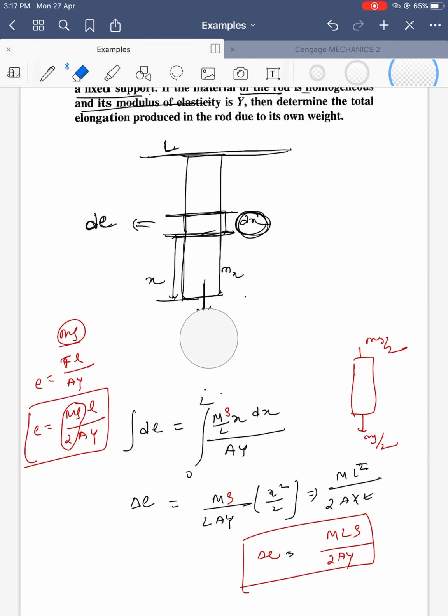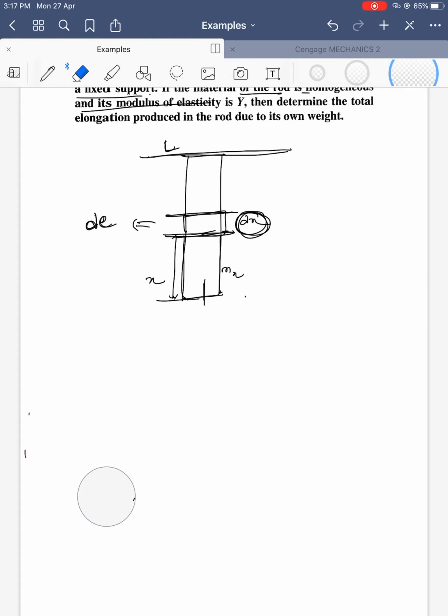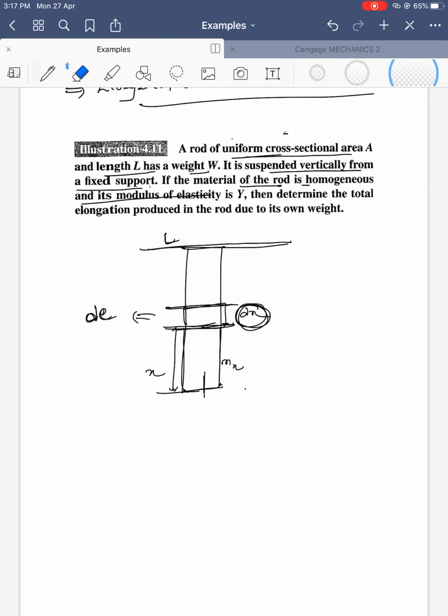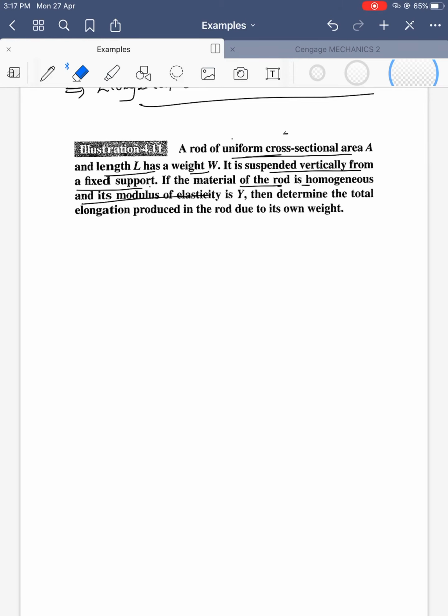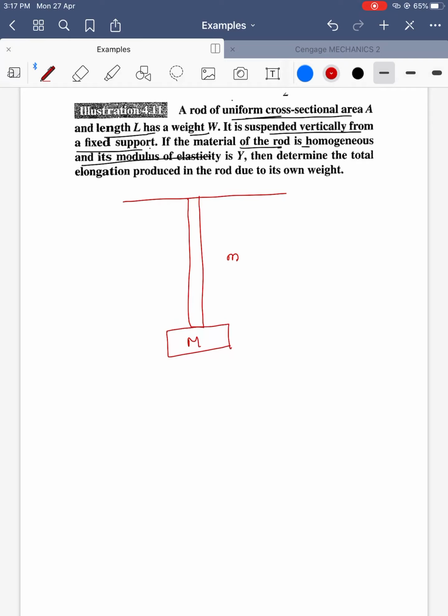Now the question can vary. I am varying the question. Okay, I am erasing everything. Now there is a uniform rod. The rod has mass small m. It is attached to another mass, capital M. How much is the total elongation?